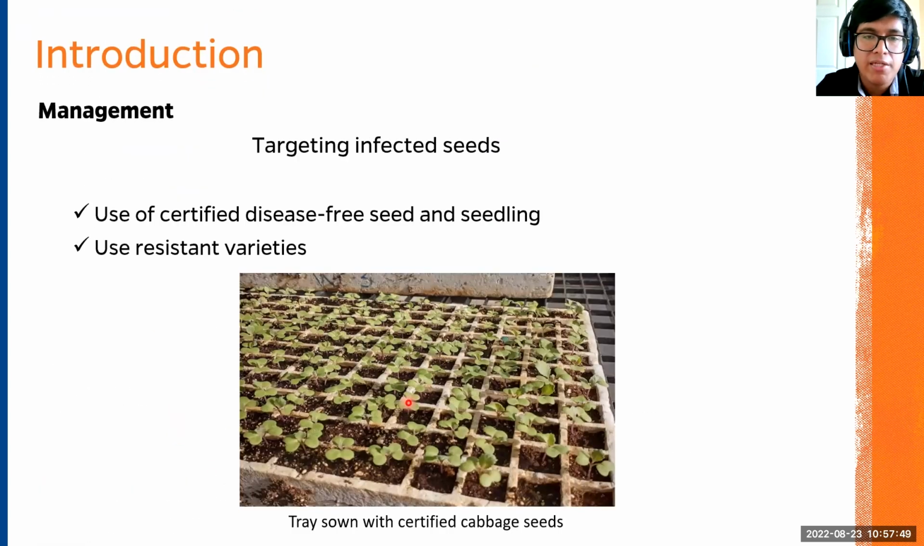Additionally, we know that XCC is a seed-borne pathogen, so it's recommended to use certified disease-free seeds and seedlings, and also use resistant varieties at the moment that we start our season.